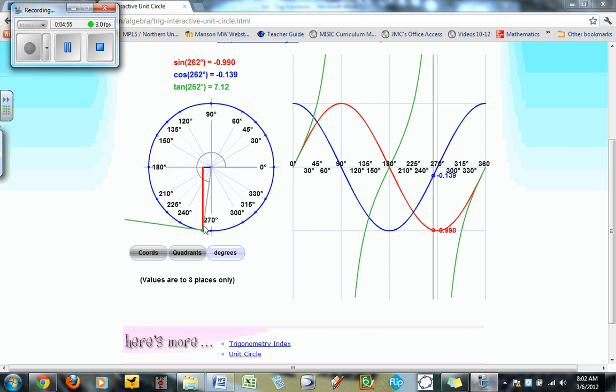And then going down to 270 degrees. All right.